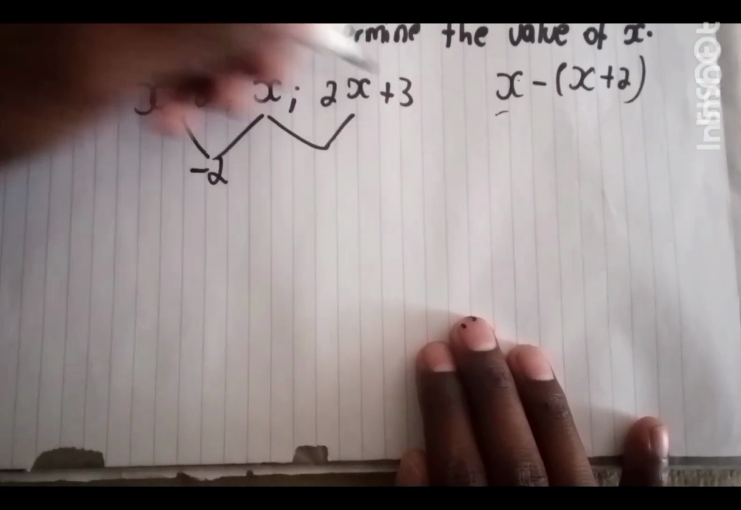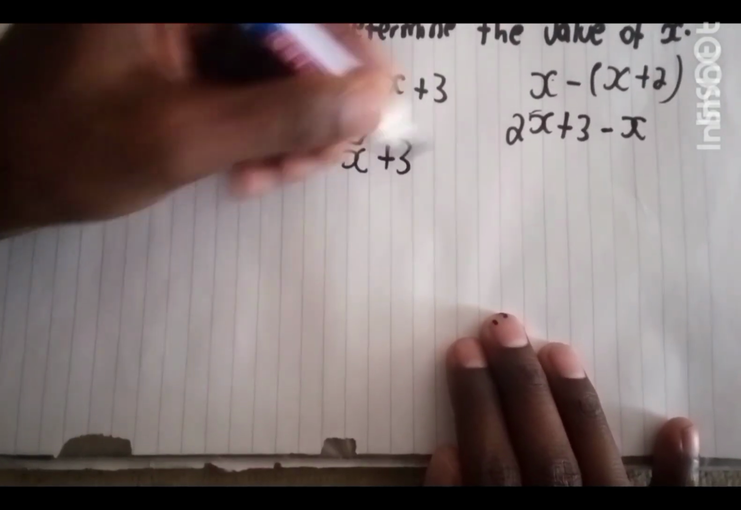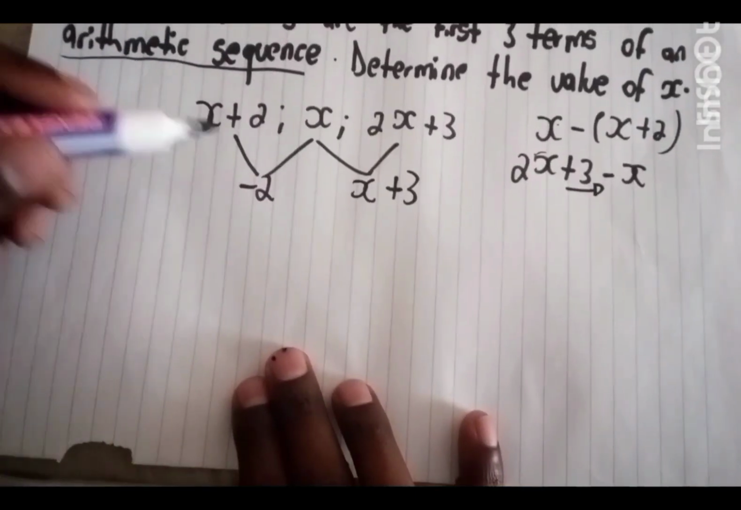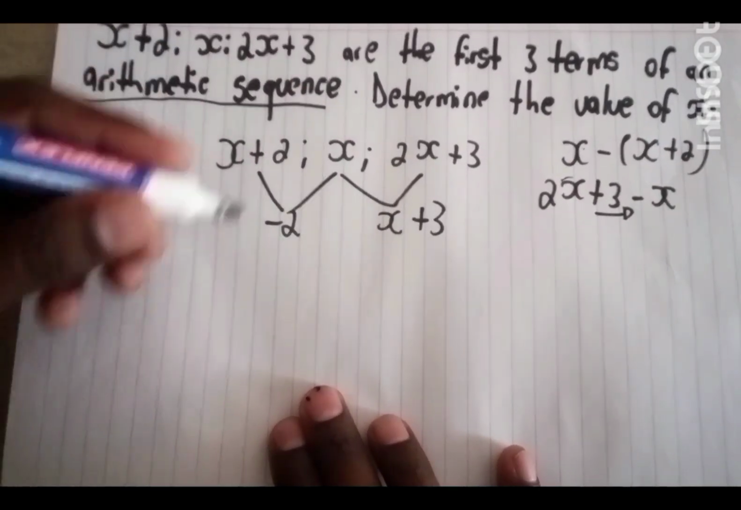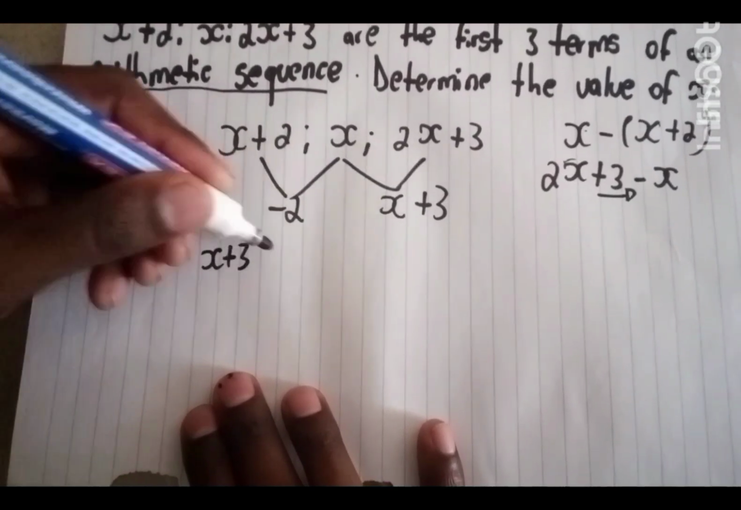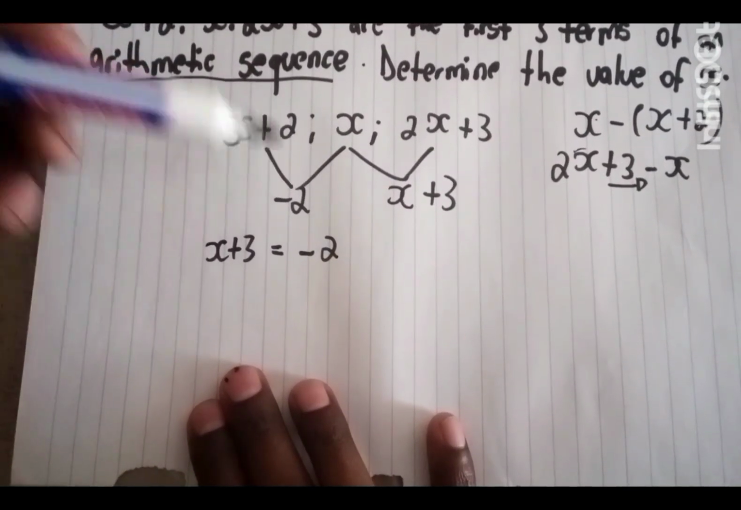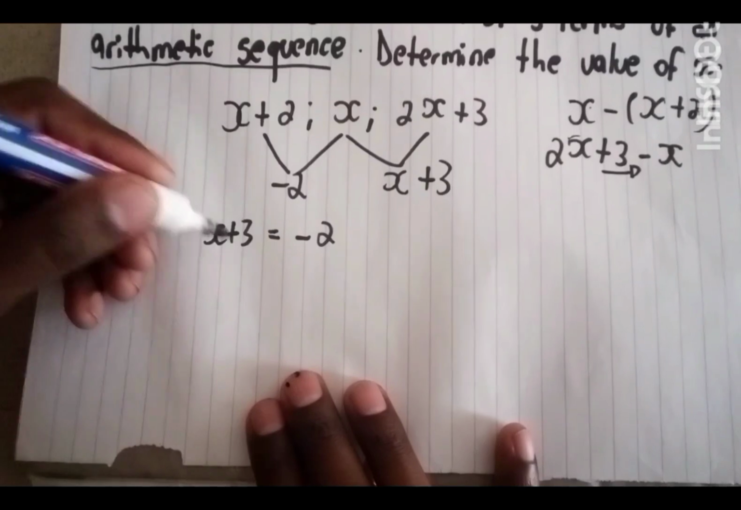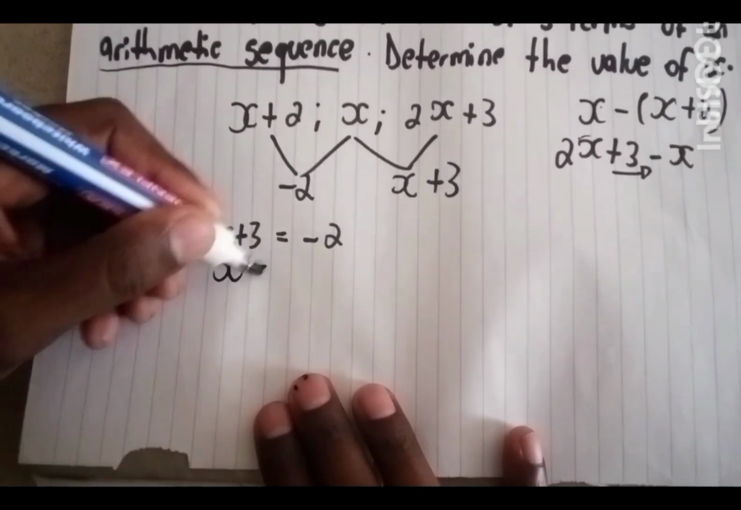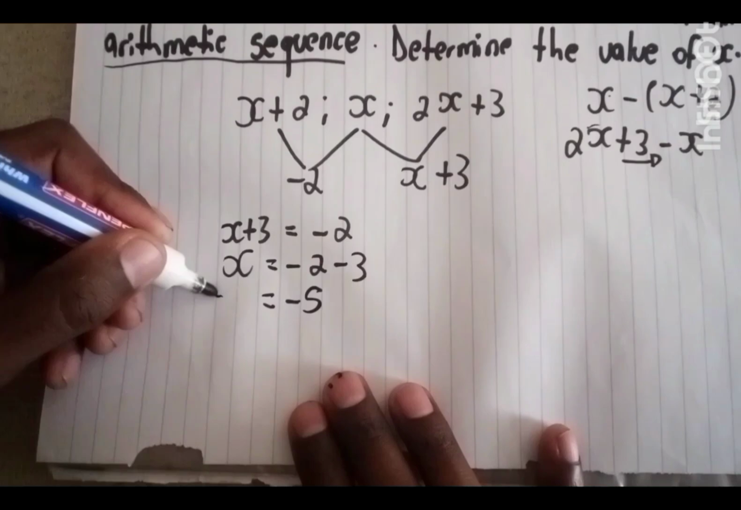So the difference between 2x plus 3 and x: 2x plus 3 minus x. So 2x minus x is x, plus 3. Since an arithmetic sequence has a common difference, that means x plus 3 must be equal to negative 2. How can you solve for x in this particular example? We need to transpose 3 to the other side of the equation. So minus 2 minus 3. Minus 2 minus 3 is minus 5. x is equal to minus 5.